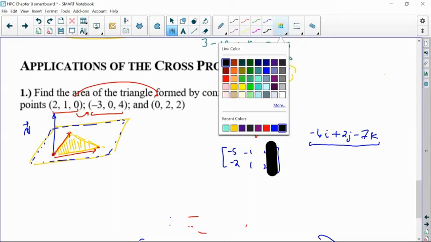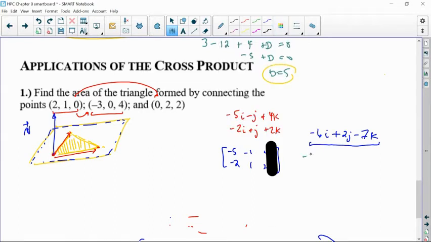And just as a good review, I would take those same coefficients, negative 6, and make it an x, plus 2, make it a y, minus 7, make it a z, plus d equals 0. And then, again, we'd have to pick any one of these 3 points to put in there. Okay, what I'm going to do, though, is focus on that normal vector. And the normal vector's magnitude, which is what we haven't done yet for a while.